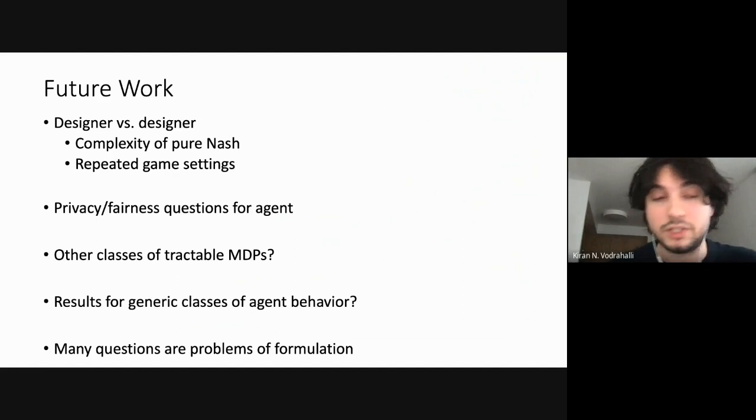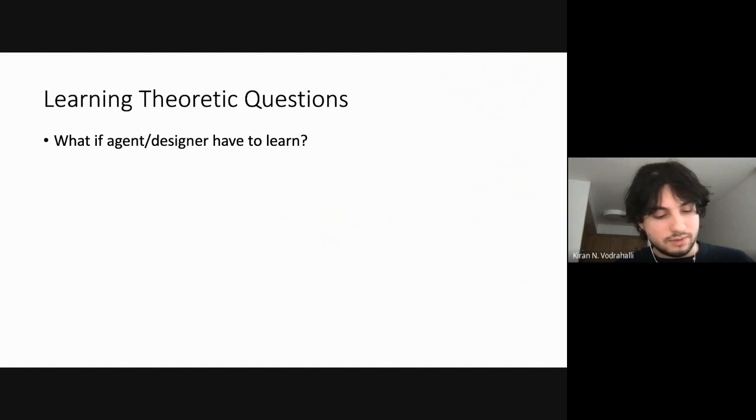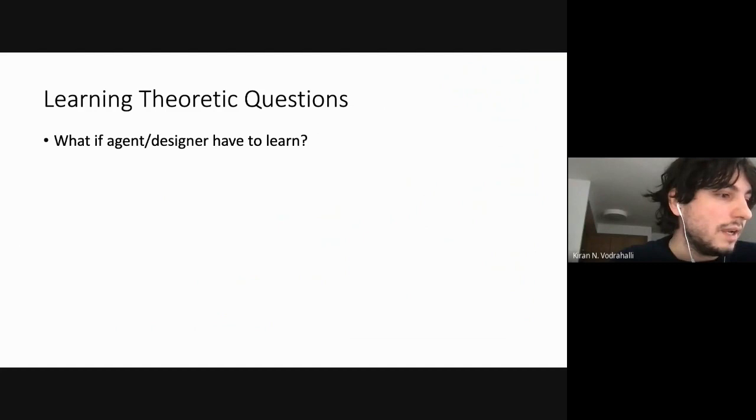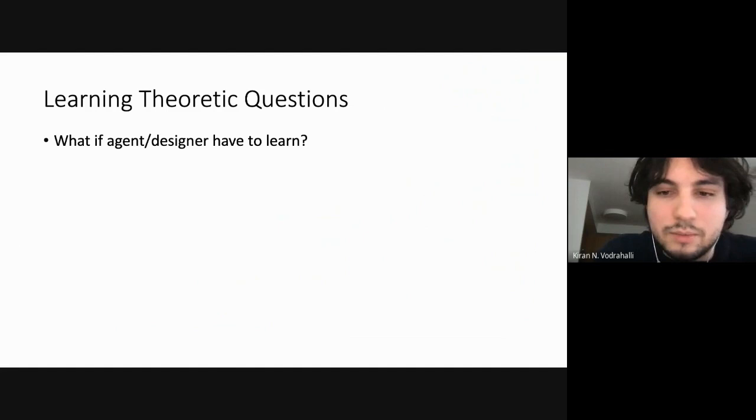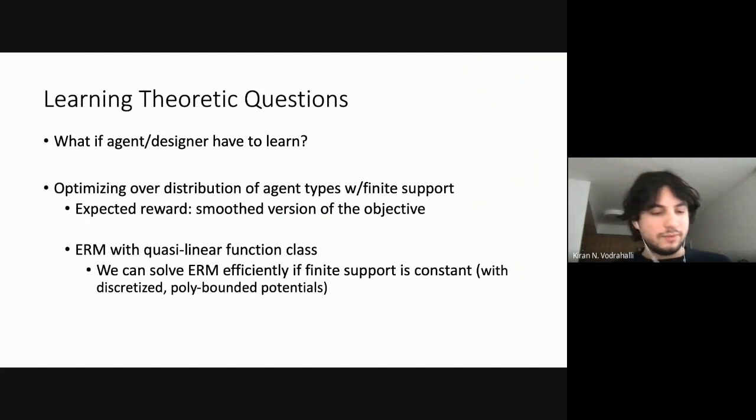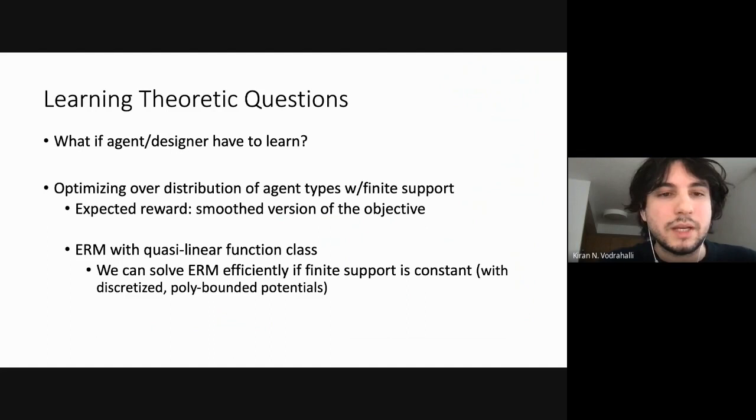Okay. There's also one thing that's glaringly absent from our setup: learning. We have assumed that everybody knows everything in our setting. The designer knows all the rewards of the agent, the agent knows all the rewards of the designer, and they just behave, and we investigate it computationally. So what if one of them or both of them have to learn? One of the simplest questions we could ask is, we could instead imagine that we get access to a distribution of agent types, and we just want to get the expected reward over this distribution. This is basically an ERM problem with this quasi-linear function class. And we can solve ERM efficiently if the finite support is constant, with the discretized polynomially bounded potentials. This is basically the multi-agent setting.